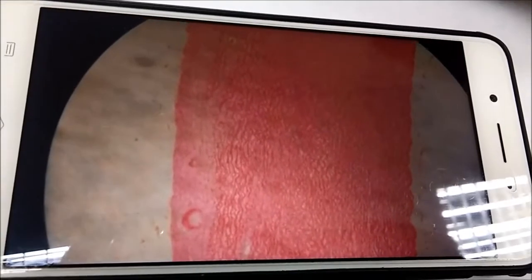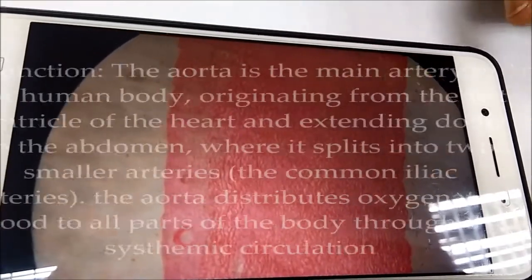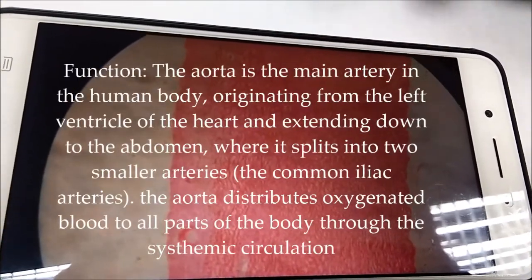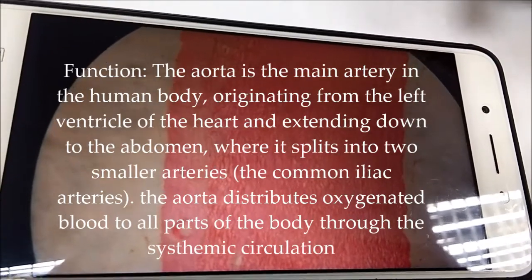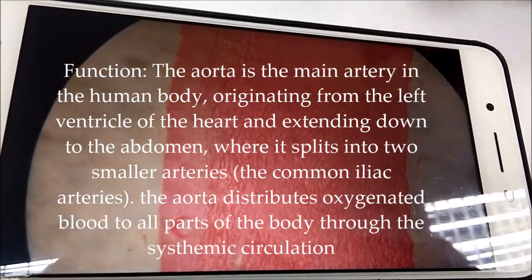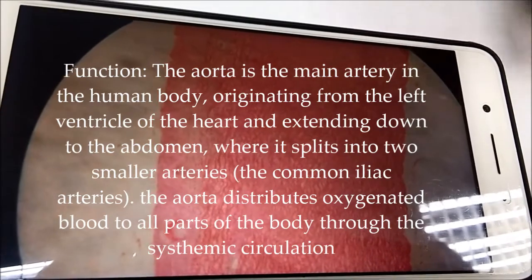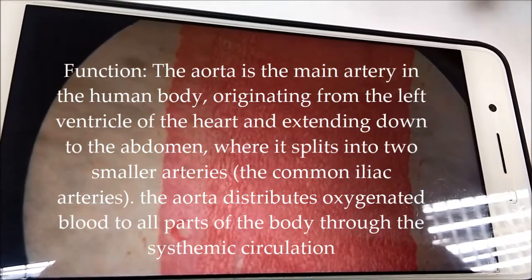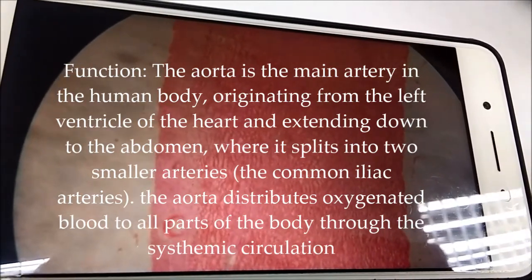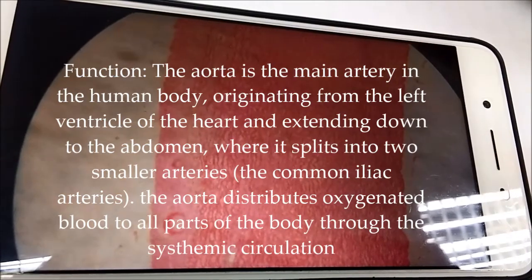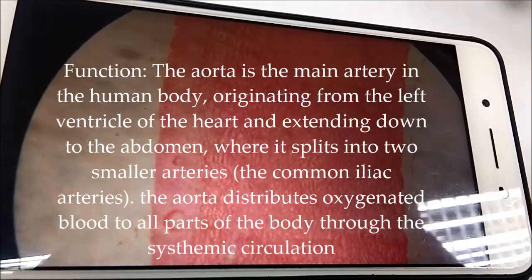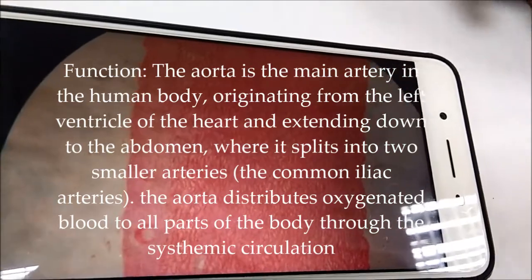And the function of the aorta is the main artery in the human body, originating from the left ventricle of the heart and extending down to the abdomen, where it splits into two smaller arteries, the common iliac arteries. The aorta distributes oxygenated blood to all parts of the body through the systemic circulation.